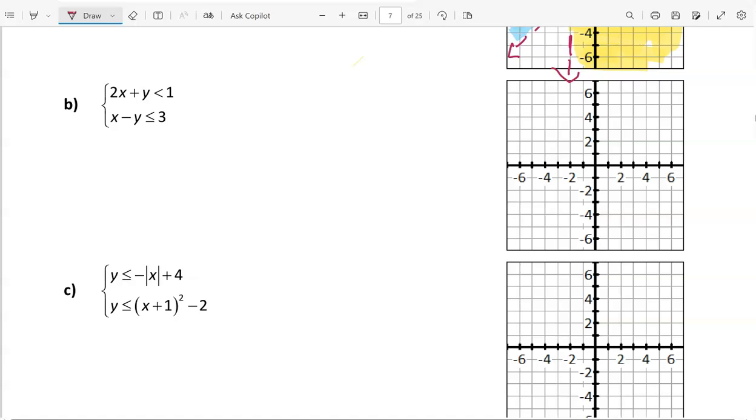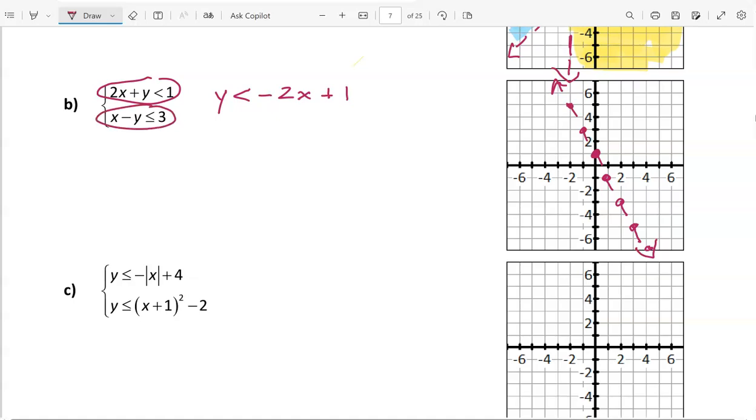For b, our borderline is y is less than negative 2x plus 1. We can solve it for y. So we have a y-intercept of 1 and a slope of negative 2. And remember, a slope of negative 2 makes this a falling line as you move from left to right. And the line is dashed since there is no or equal to.